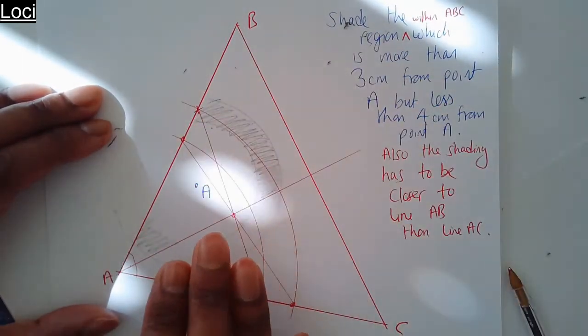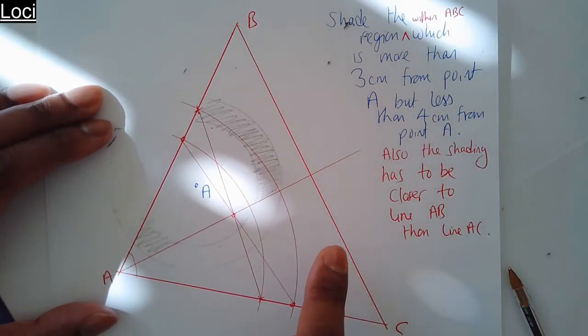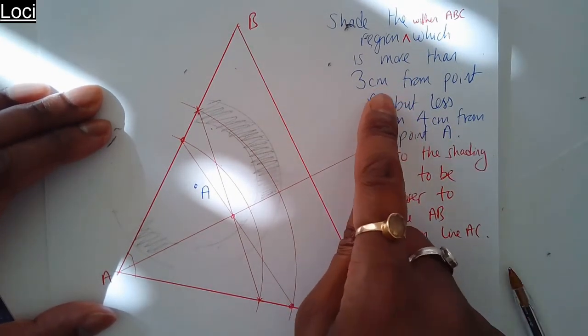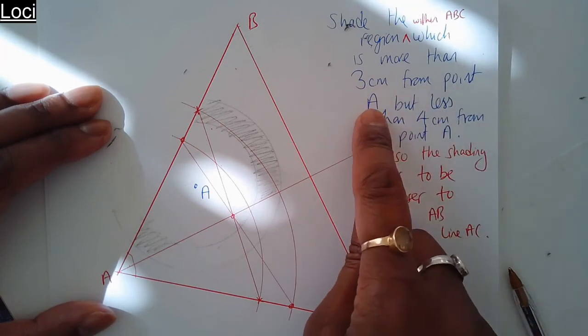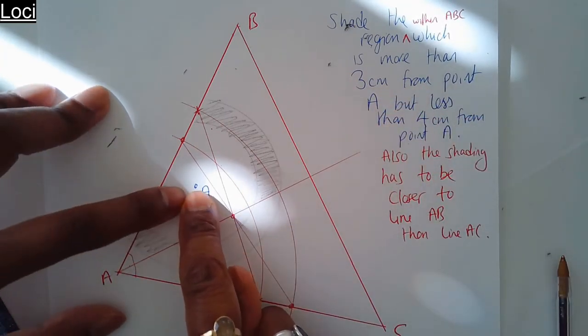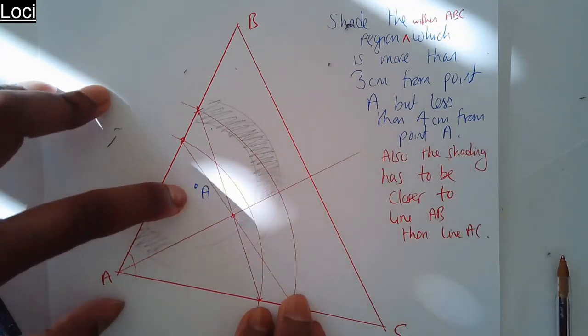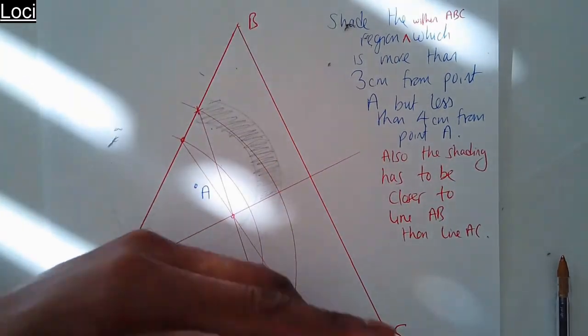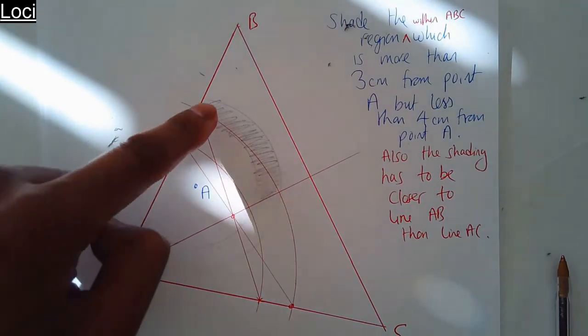So it looks like I've satisfied all three conditions. I've shaded the region which is more than 3 centimeters from point A, but less than 4 centimeters from point A. Also, that shading happens to be closer to line AB than line AC. Okay, so it's that bit there and that bit over here.